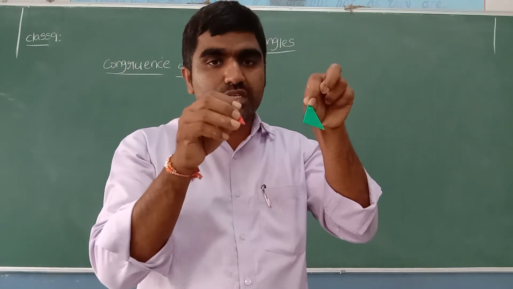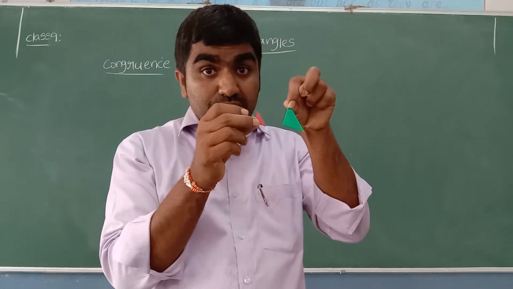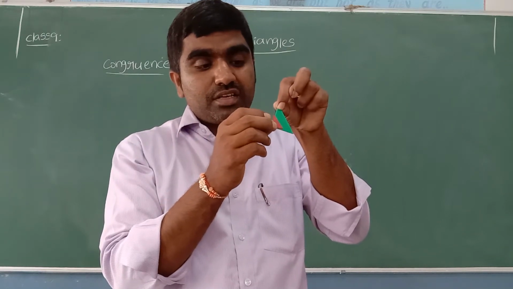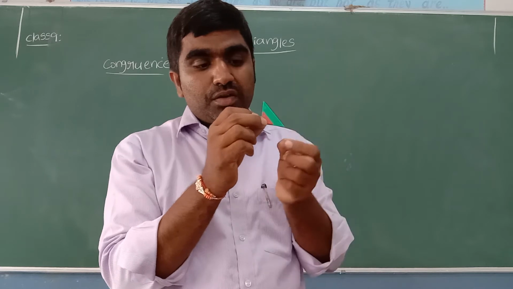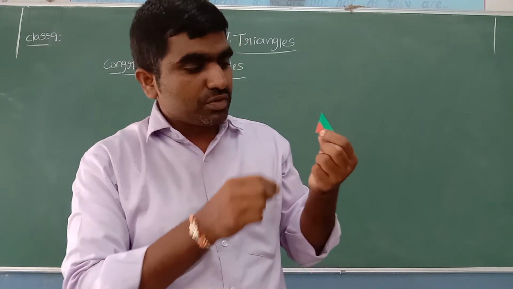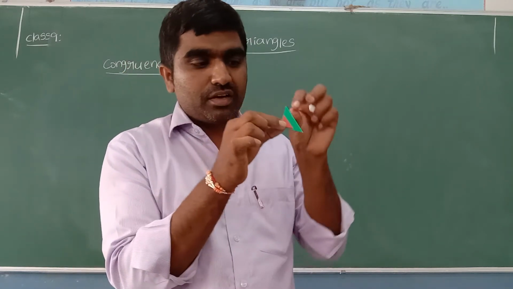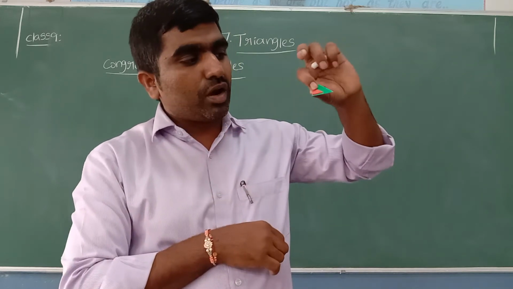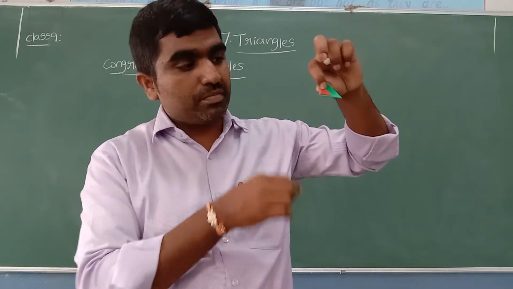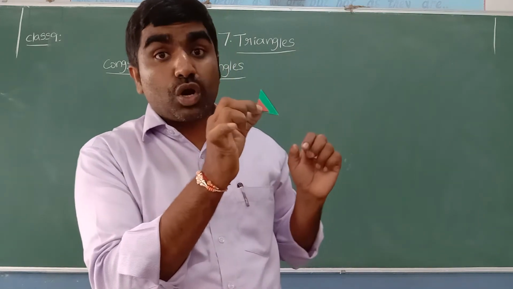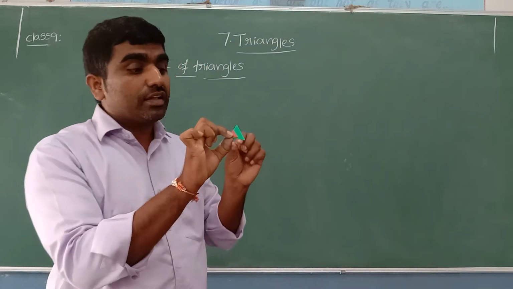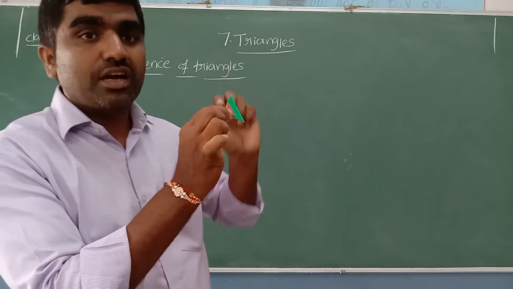Then what do we call these types of figures? They have the same shape, but the size is different. See, when I keep one over the other, can you say both coincide? No, sir. When I keep one over the other, both will not coincide exactly. Because of that, we can say these two are not congruent. Why? Because they have the same shape but the size is different.